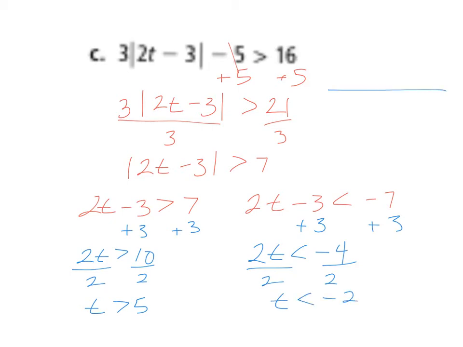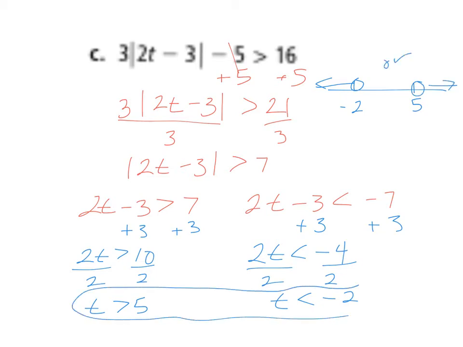If I were to graph this up here, I got negative 2, and that's going to be an open circle headed to the left. And here at positive 5, open circle headed to the right. So this is an example of an OR. So my compound inequality is this, t greater than 5 or t less than negative 2. And then this is my correct graph.